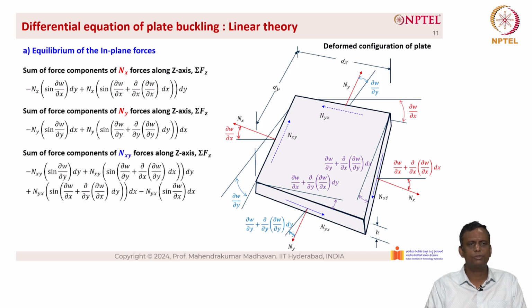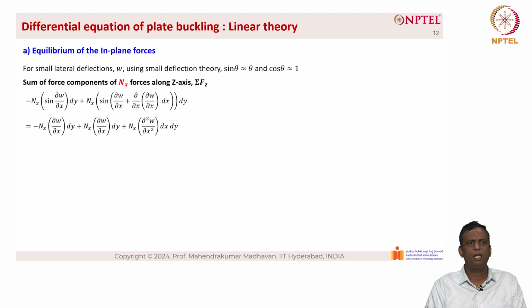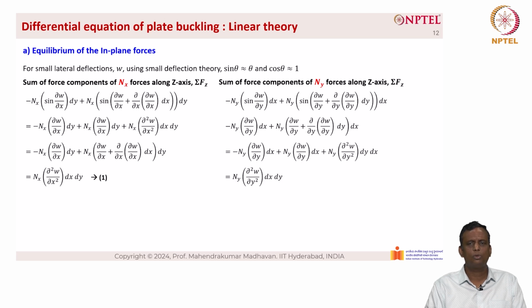When it is vertical, we use the sine components, and using small lateral deflections w and small deflection theory, sin theta equal to theta and cos theta equal to 1, we can further simplify these equations and we get the value Nx into ∂²w/∂x² into dx into dy for the summation of forces of Nx in the z direction, which becomes equation 1, and for the summation of forces in the z direction for Ny, we get Ny into ∂²w/∂y² into dx into dy, which becomes equation 2.